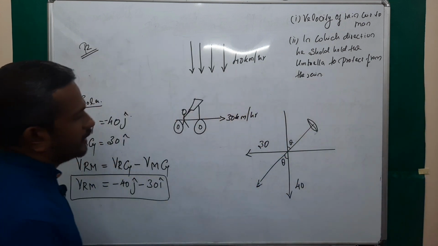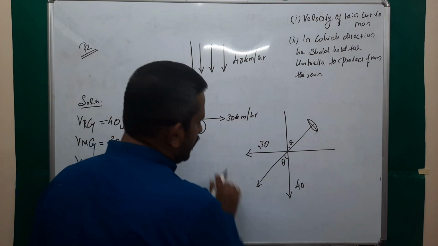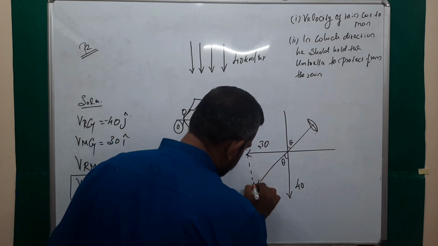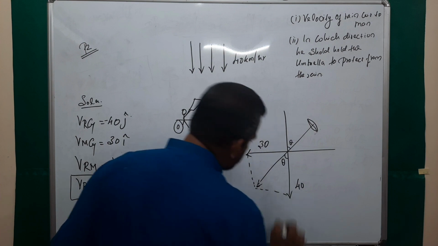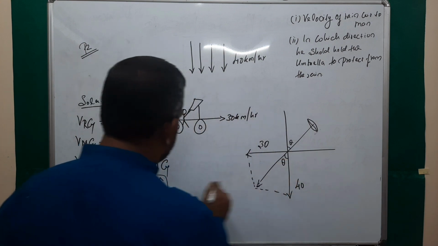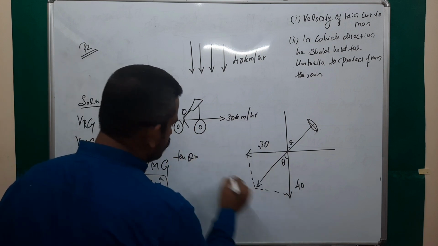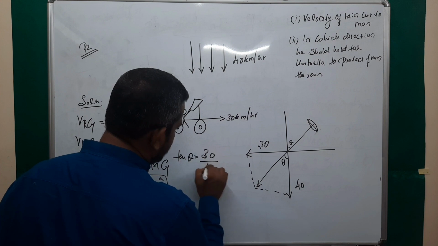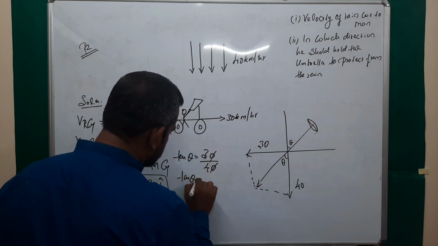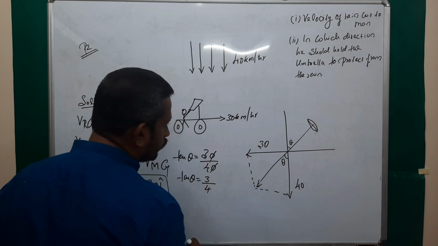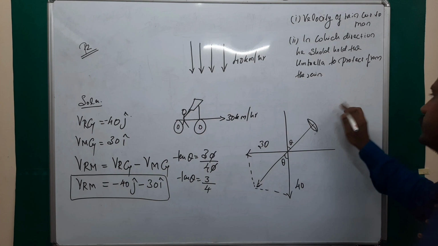So we have to find the exact angle. That is by the parallelogram law of vectors. We have to find tan theta. Tan theta is equal to 30 divided by 40. So tan theta is equal to 3 by 4. 3 by 4 is a famous triangle.